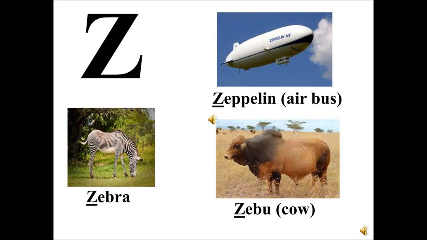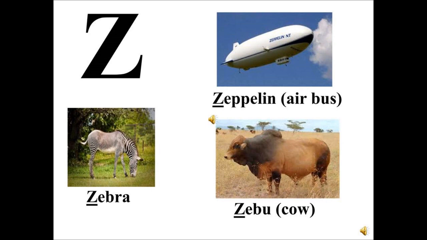What is that last alphabet letter, number 26 in the alphabet? Woohoo! What is that letter? That is the letter Z. What is the sound for the alphabet letter Z? Z. And these pictures are Z words. These pictures are for the alphabet letter Z.